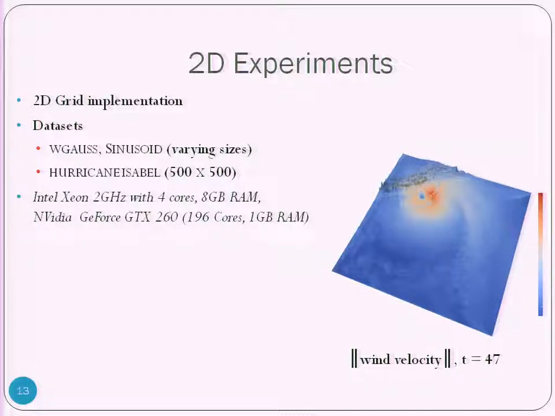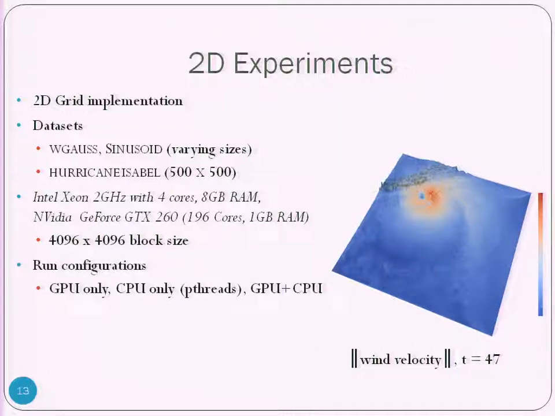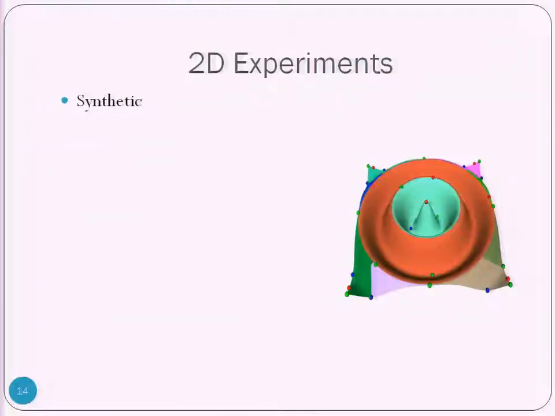We performed the experiments with this configuration, mainly an Intel Xeon 2 GHz with 4 cores and 8 GB of RAM. Since our algorithms were parallel, we were able to implement them on a graphics processing unit, or GPU. We used an NVIDIA GeForce GTX 260 with the following configuration. For this configuration, we found that we needed to subdivide our domains into 4K cross 4K blocks. We ran our experiments using a GPU-only configuration as well as CPU, and as well as a combined approach.